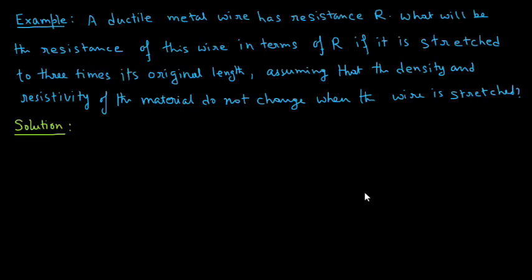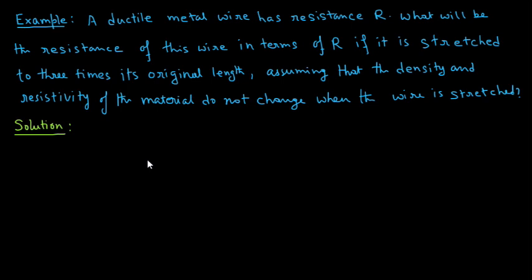So the next question is: a ductile metal wire has resistance R. What will be the resistance of the wire in terms of R if it is stretched to 3 times its original length, assuming that the density and resistivity of the material do not change when the wire is stretched?